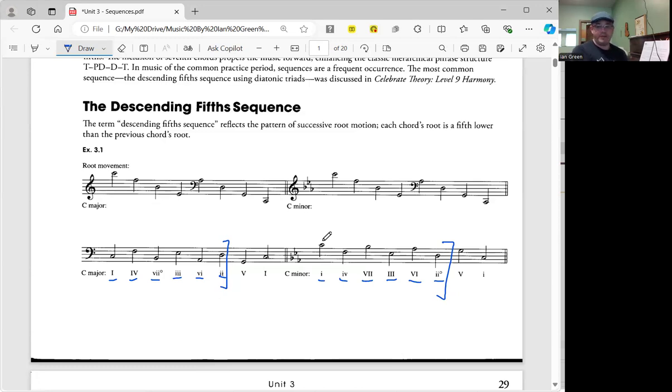In upcoming videos, we'll also take a look at voice leading and how voice leading can be affected while using sequential writing. But for now, this outline of the descending fifths sequence hopefully helps to clear up some things and also offer some support.